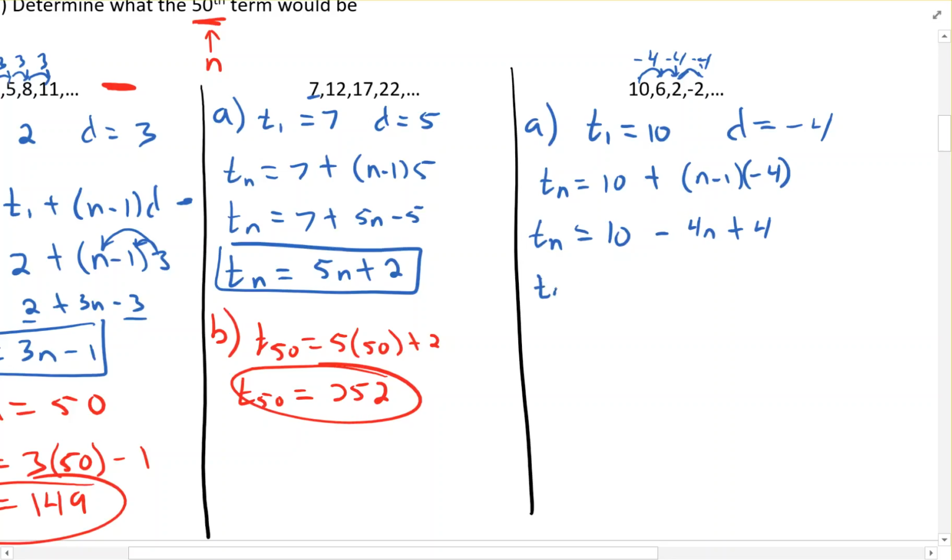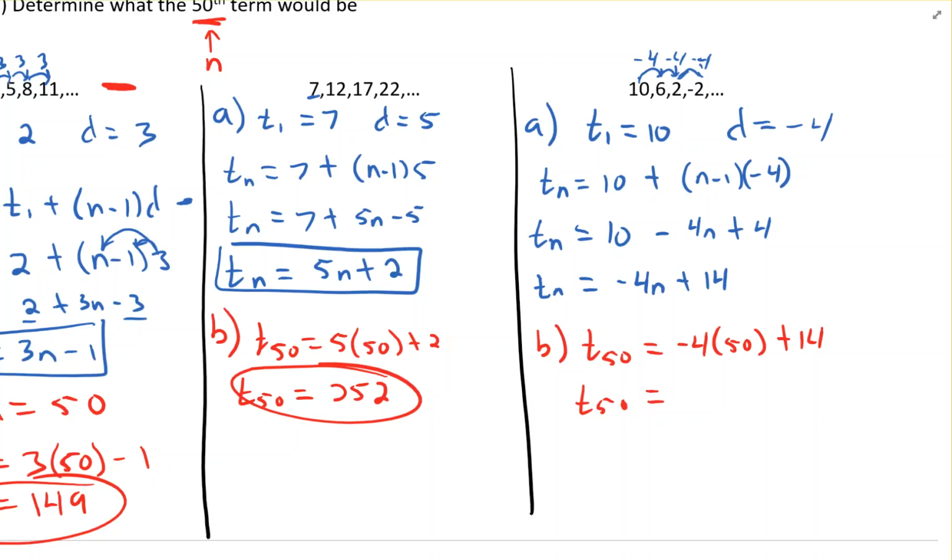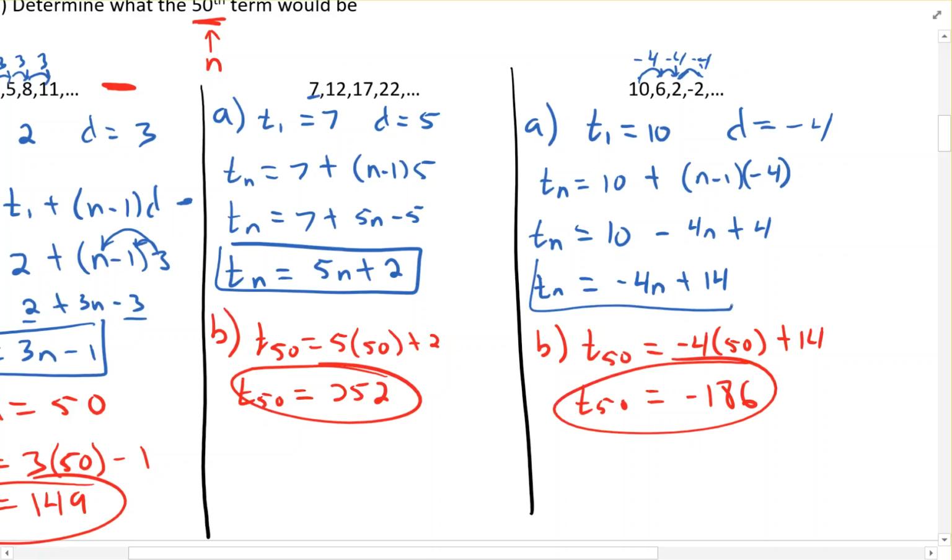So Tn is going to be equal to negative 4n plus 14. Okay, so T at 50 is going to be negative 4 times 50 plus 14. It's going to be negative 186, which makes sense too, right? Because we're going more and more down, so you'd have a really big negative number. So there you go. And I'll do that one too.